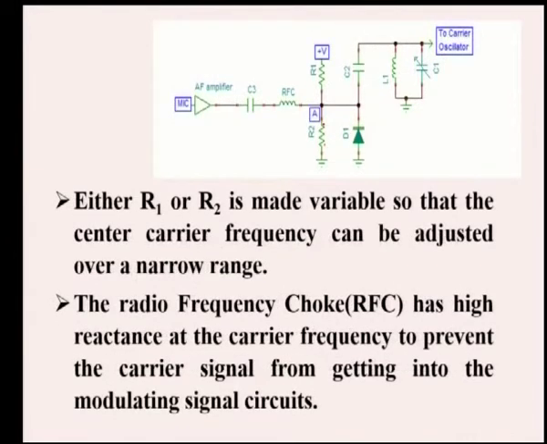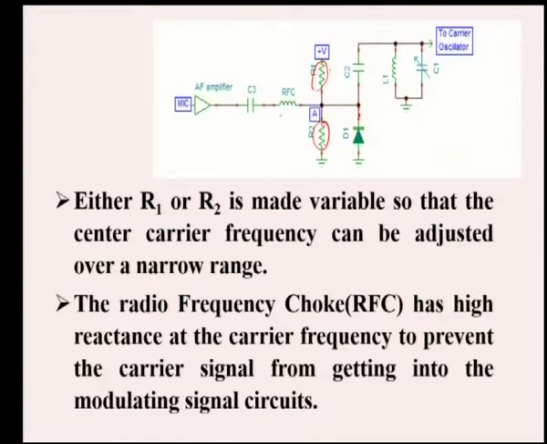Either R1 or R2 can be made variable, so that the center frequency can be adjusted over a narrow range. Either this one or this one can be made variable. Why are we making it variable? In order to adjust the carrier frequency. If we vary the voltage, then the bias applied to this device will be varied, thereby the reactance will be varied, and thereby we can vary the carrier frequency.